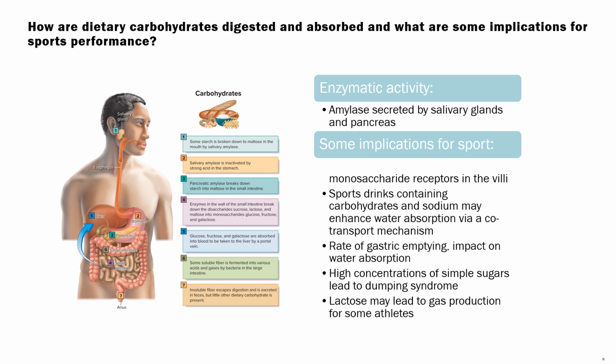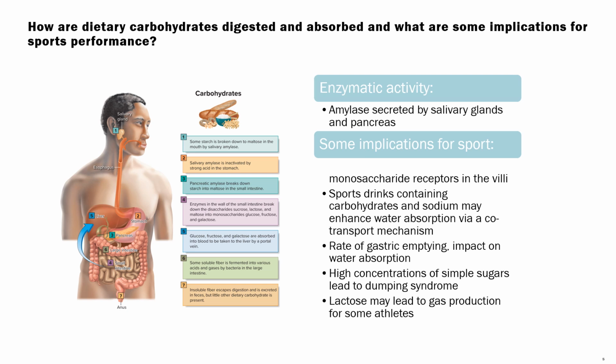There's enzymatic activity with amylase, which is secreted by salivary glands and pancreas. Amylase breaks down complex carbohydrates, which are starches, into shorter polysaccharides and maltose in the mouth and small intestines. Now that absorption process takes place in the small intestines, where most carbohydrate digestion occurs.